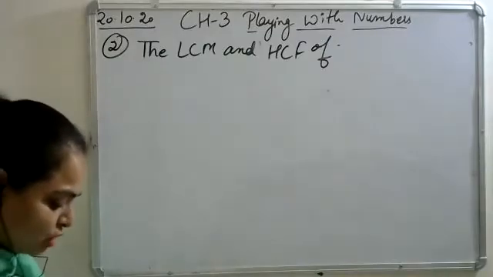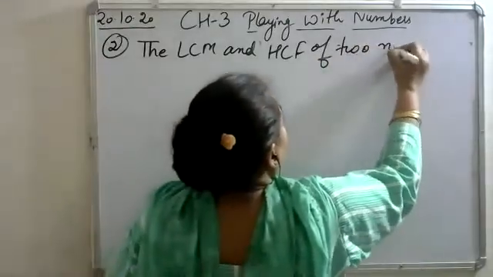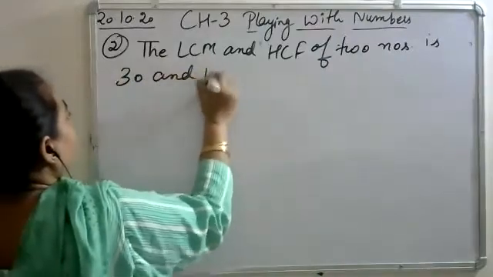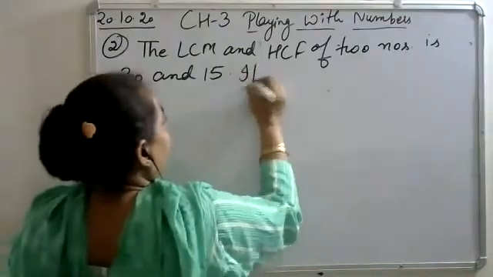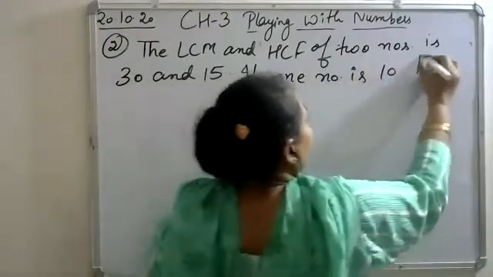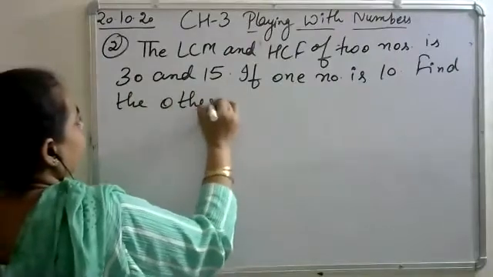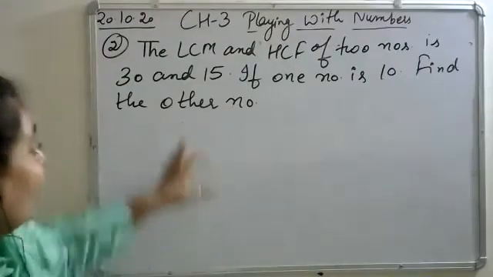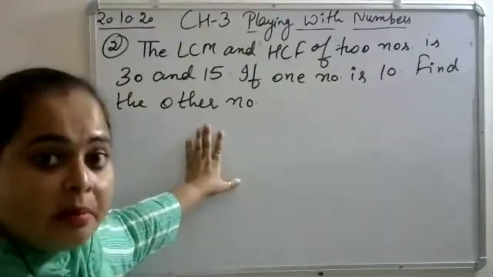The LCM and HCF of two numbers is 30 and 15. If one number is 10, find the other number. This is the question. Find the other number, find the second number.